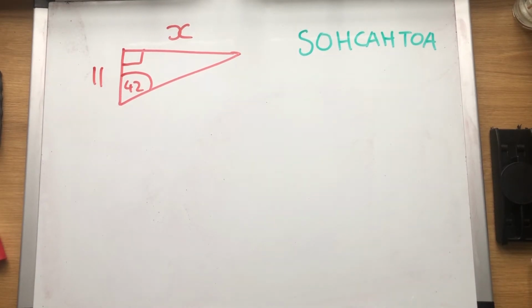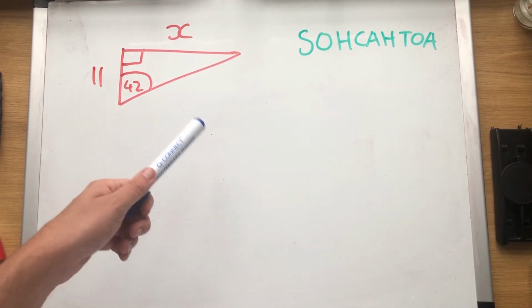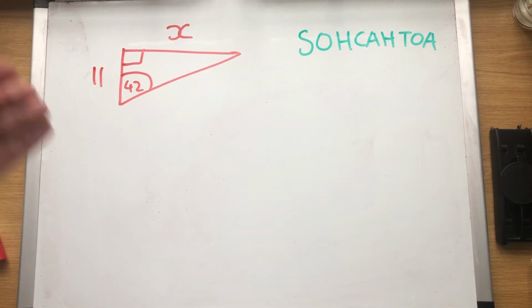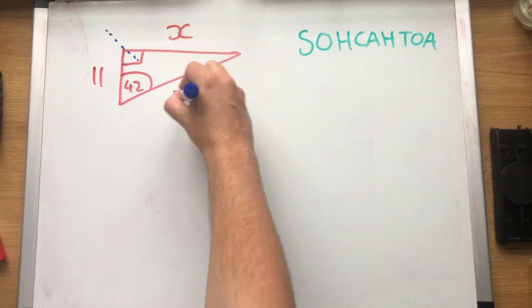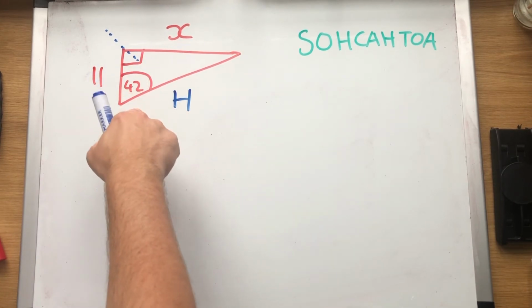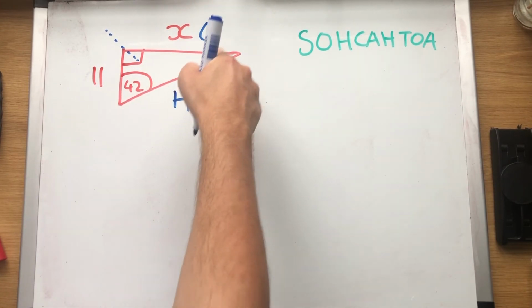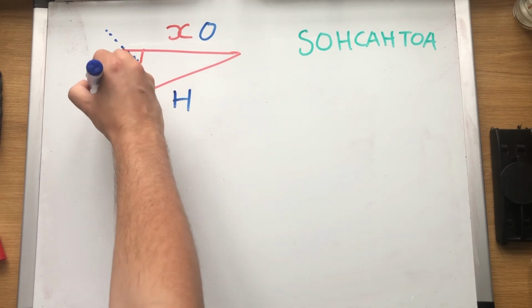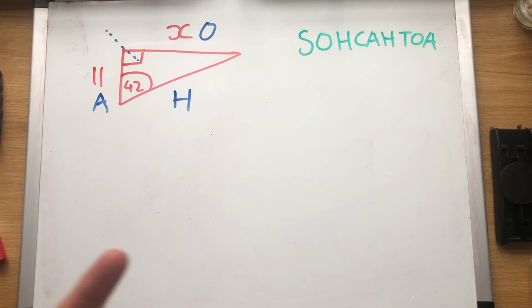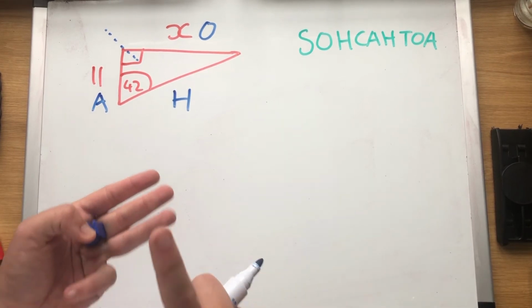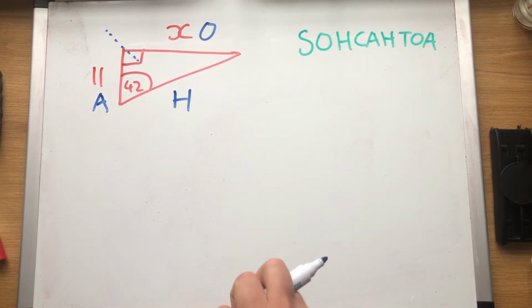Okay, a new question, but same idea. Our first step, is it right angled? Yes. Next step, label it. So here is our right angle, so here's our hypotenuse. Here is our angle, so here is our opposite. We've used O, we've used H, so we're going to use A. So first step, check it's right angled. Second step, label it.